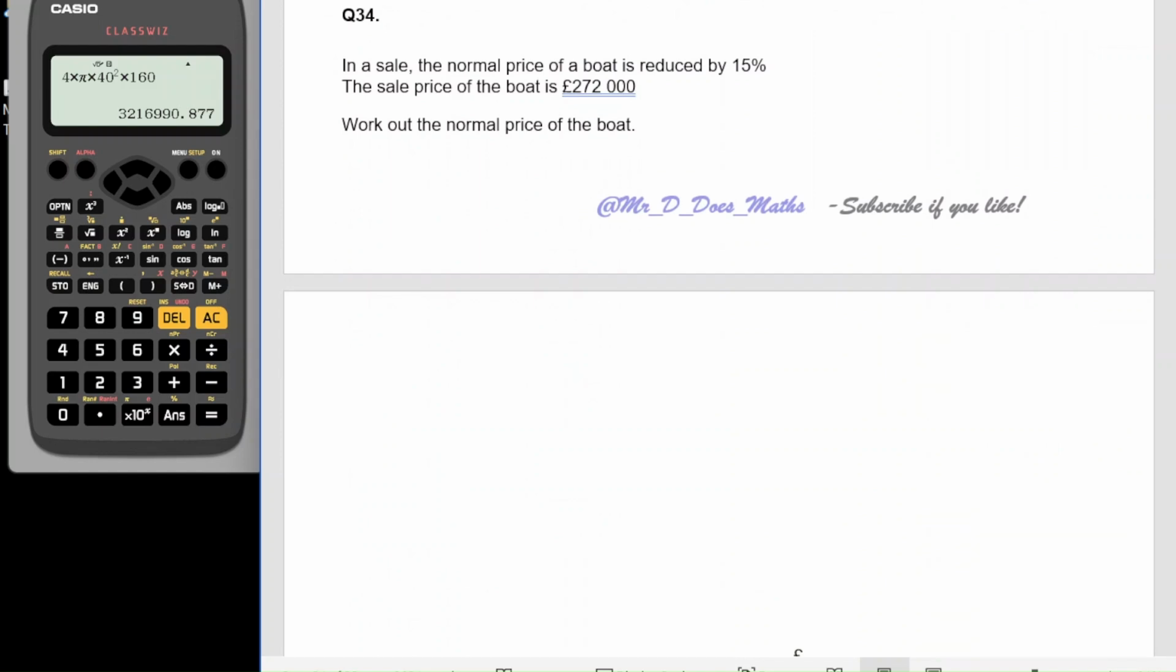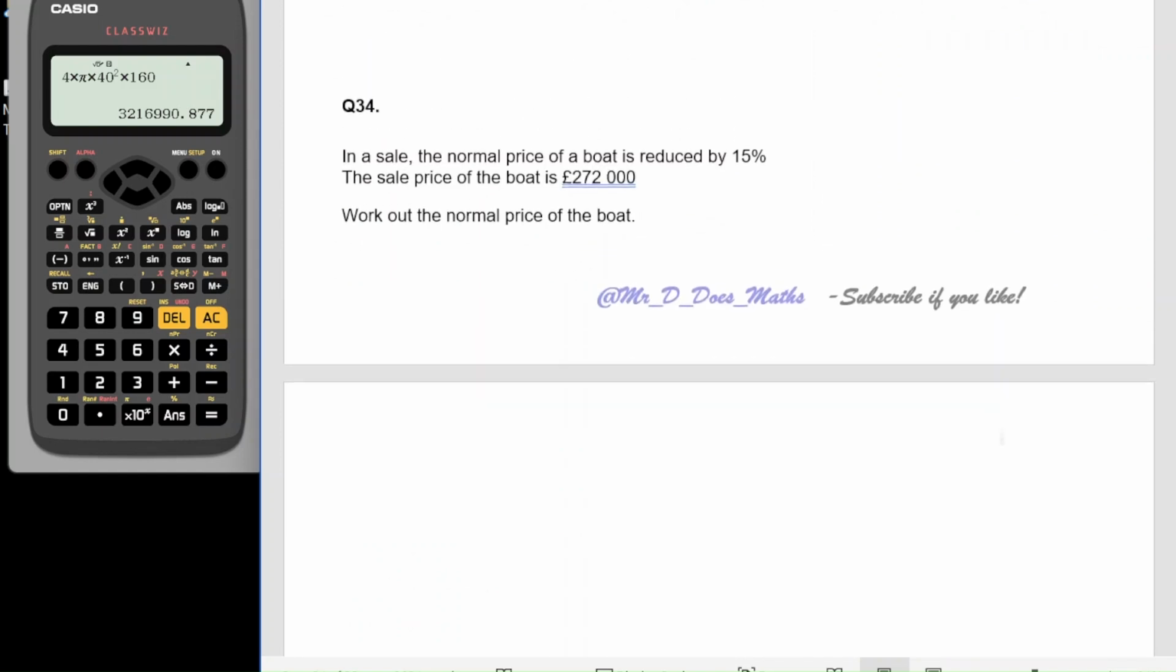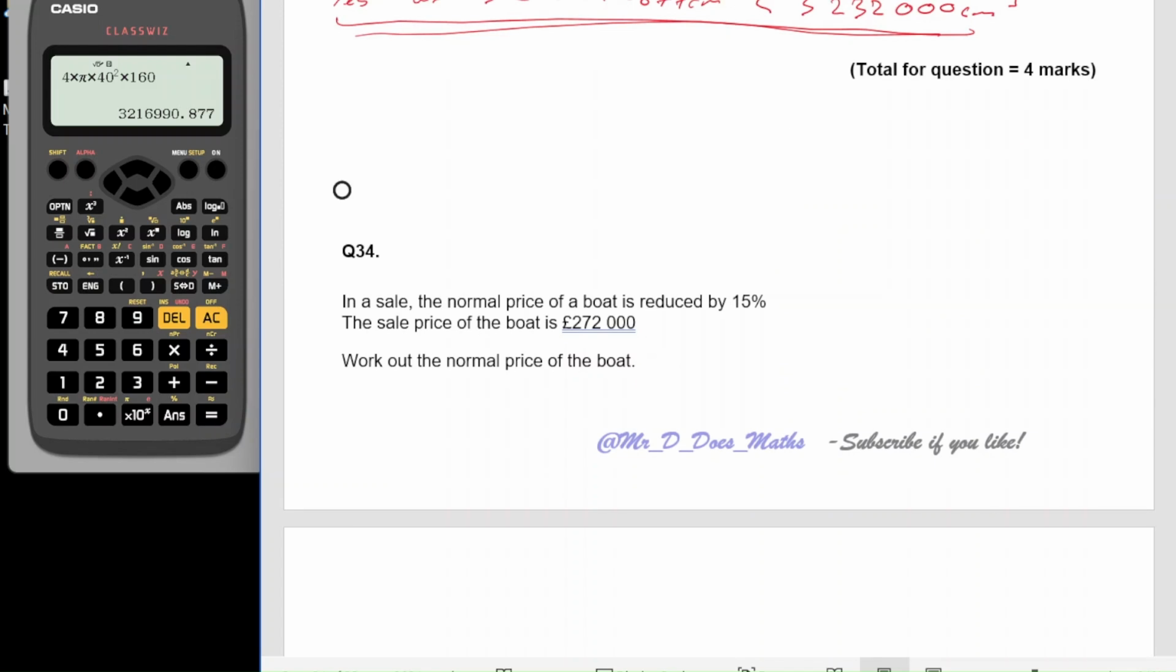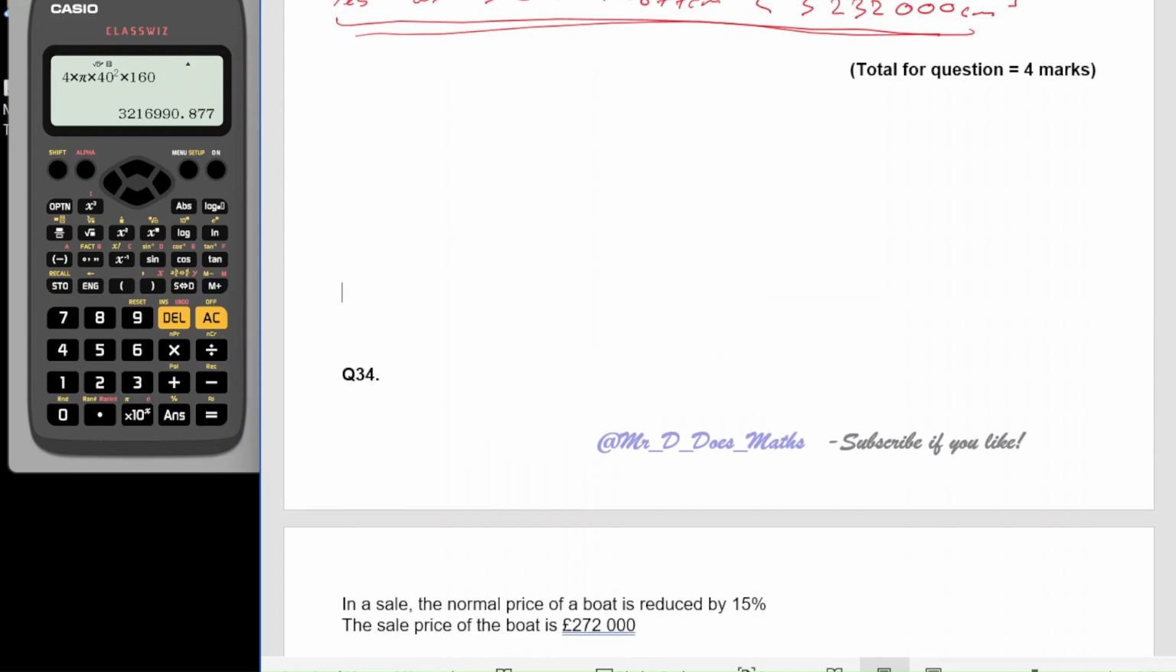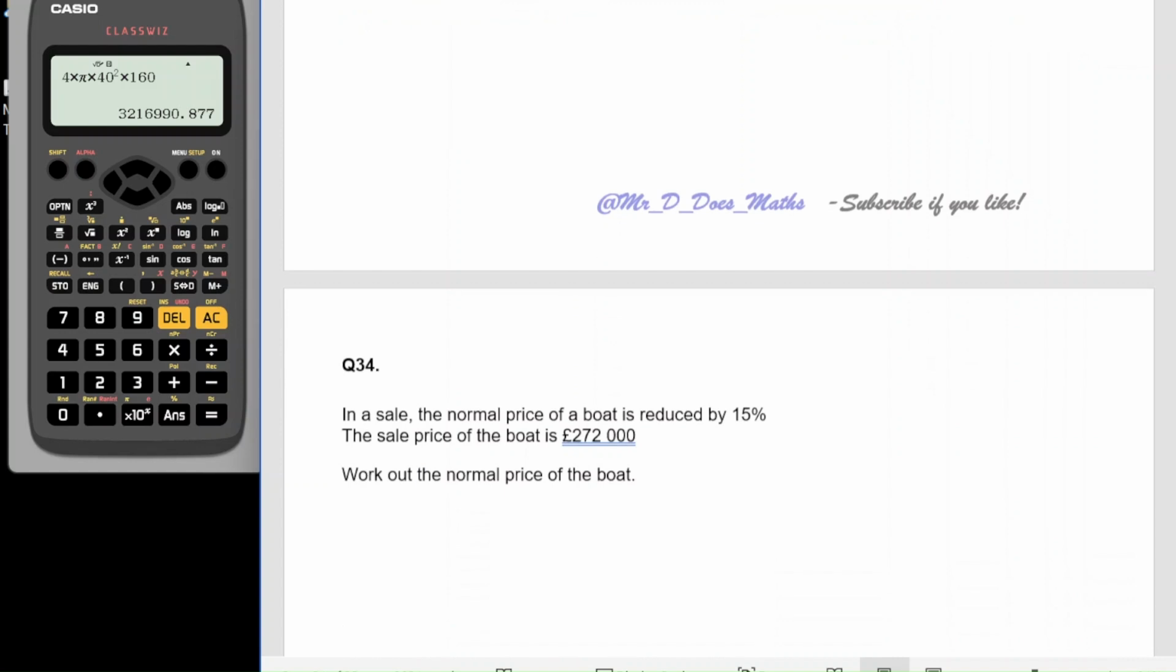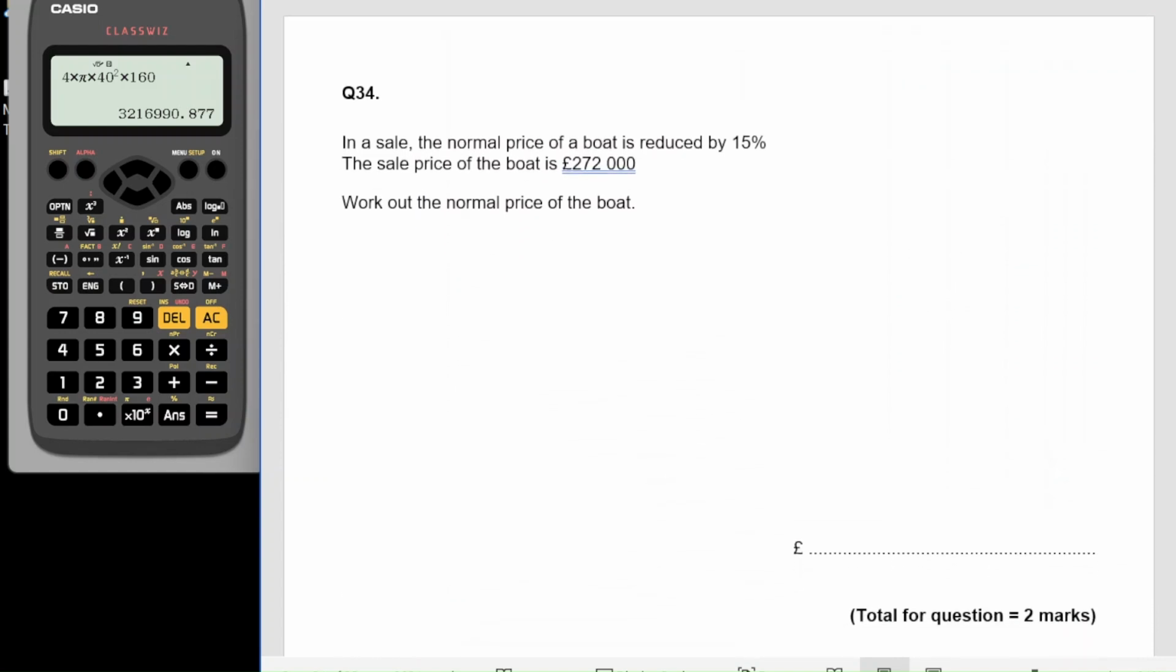Okay, question 34. So the formatting on this has gone. Let's just clear it up slightly. Right. In a sale, the normal price of a boat is reduced by 15%. The sale price of the boat is £272,000. Work out the normal price of the boat. So if it's been reduced by 15%, it means that it is 85% of the original value.